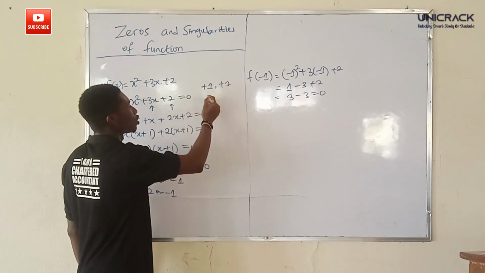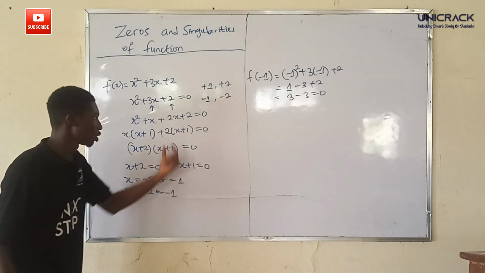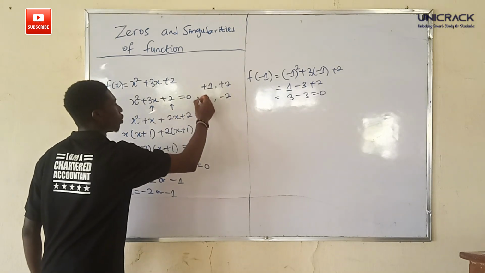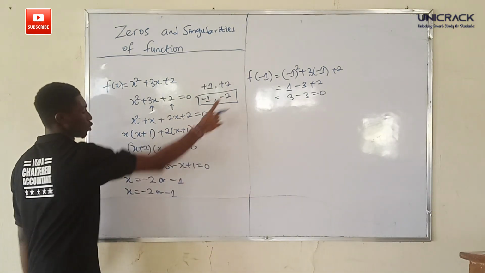So for this, it will be what? Negative 1, and for this it will be what? Negative 2. So instead of going through this, to be very fast, just know that you change the sign and that will be what? The zero of the function. As you can see, we have a negative 2 and we have what? A negative 1.